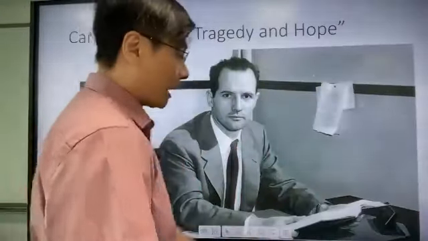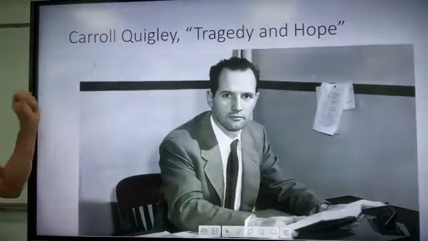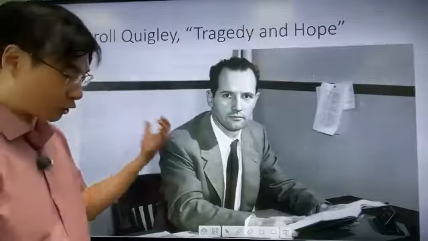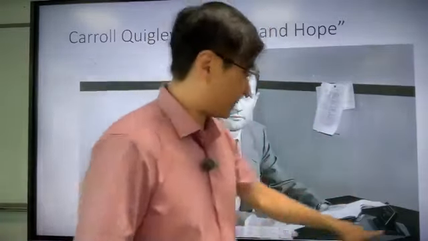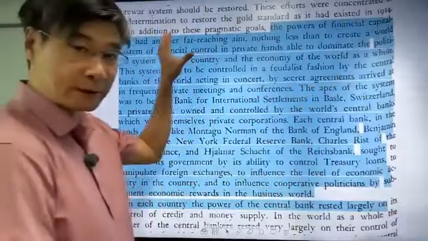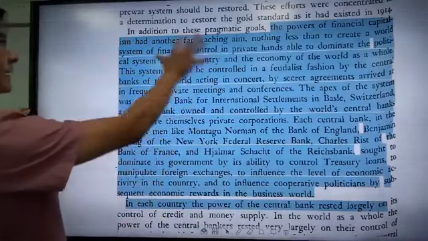Okay. So this is Carroll Quigley, and he wrote a book called Tragedy and Hope, which I highly recommend. He was a Georgetown professor. He was Bill Clinton's favorite professor at Georgetown. And in his book, he explains how this financial system works, okay? So let's read it very carefully. And he's talking about the 1920s.